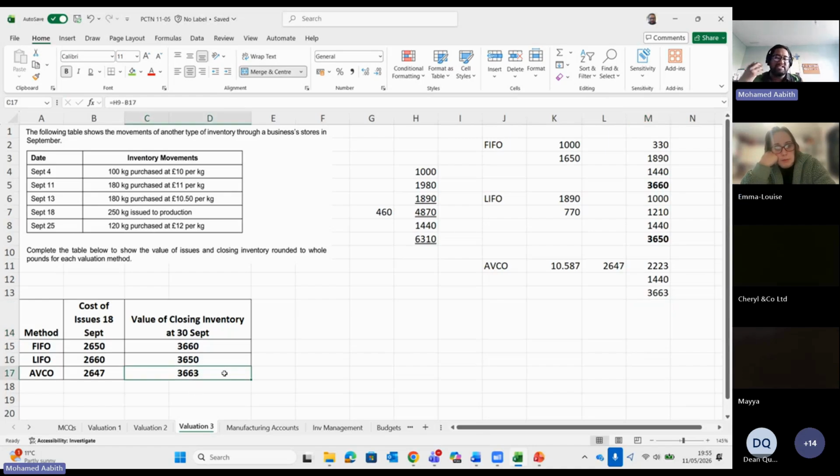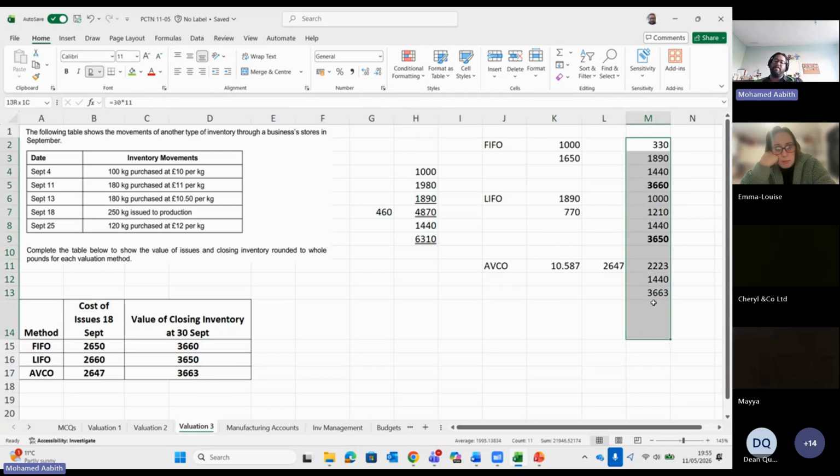So this is the final way of doing it, because this can be your lifesaver. If you know how to deal with these numbers, use this to calculate your cost of issues, and then when you have the total value of the inventory, subtract it from there, and you will have the closing inventory value.